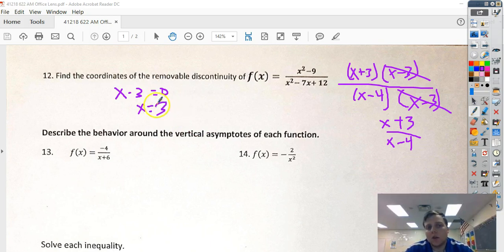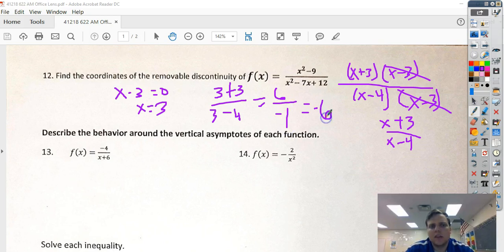To get the y value, I take this 3 and I plug it back into my new equation. So that would be 3 plus 3 over 3 minus 4. Alright, so that gives me 6 over negative 1, which is just negative 6. Okay? Alright, so my removable discontinuity is at the point 3, comma, negative 6.